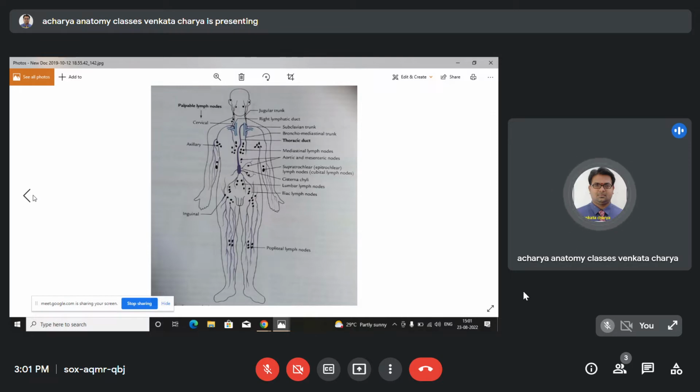Then lymph nodes present near the inguinal ligament, near the inguinal region, we call the superficial inguinal group of lymph nodes, internal and external group of inguinal lymph nodes. Near the iliac fossa there is the iliac group of lymph nodes. Near the lumbar region we get the lumbar lymph nodes. Okay, near the popliteal region we get the popliteal lymph nodes.